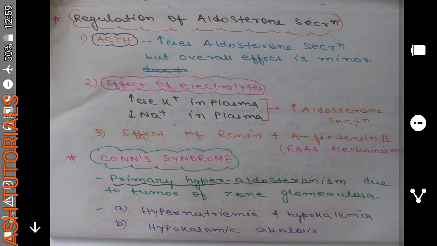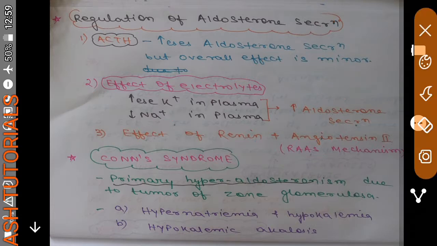Then moving to Conn's syndrome. What is Conn's syndrome? Basically it is due to primary hyperaldosteronism. There are two types of hyperaldosteronism, primary and secondary. We will discuss secondary later on. First we are discussing primary hyperaldosteronism. It is due to a tumor of the zona glomerulosa. From the zona glomerulosa aldosterone is secreted and also synthesized there.